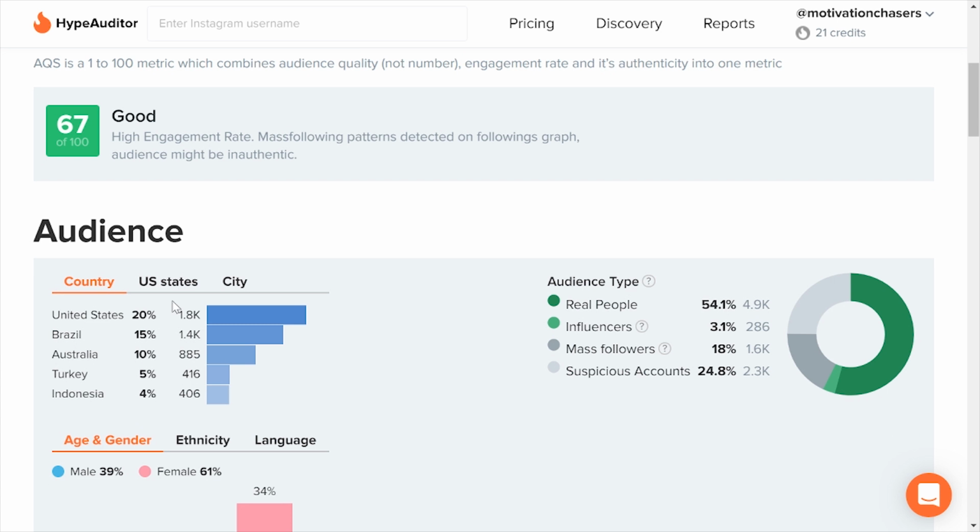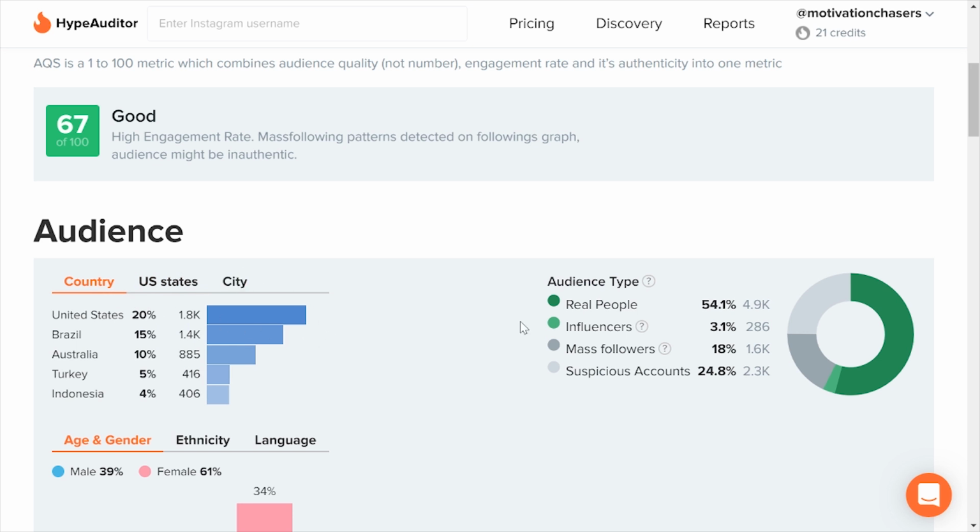Anyways, audience: United States 20%, Brazil 15%, and you can see the number of people as well. You can choose city: Melbourne, Los Angeles, New York, United States, California, New York, Florida, Texas, Illinois. I think I've pretty much nailed those names, but I'm not from the States so I'm kind of just guessing on all of these. TX, I think, is Texas. It makes no sense to be something else.